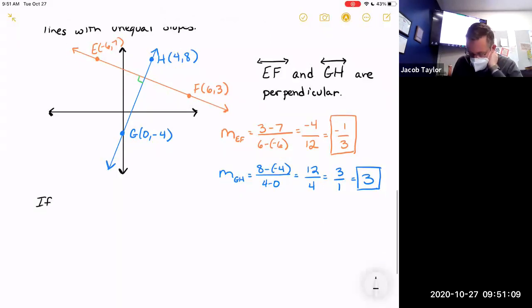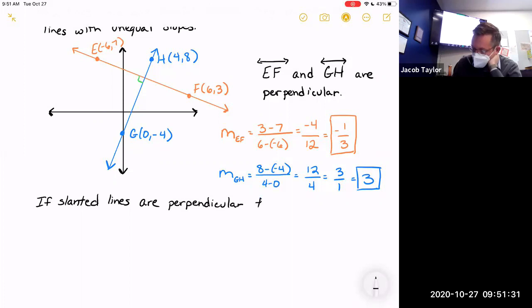Because one's negative. One positive, one negative is what I think of with opposites, going in different opposite directions, one up and one down. If slanted lines are perpendicular, then sometimes they're referred to as opposite reciprocal slopes. Like positive and negative, opposite reciprocal slopes.